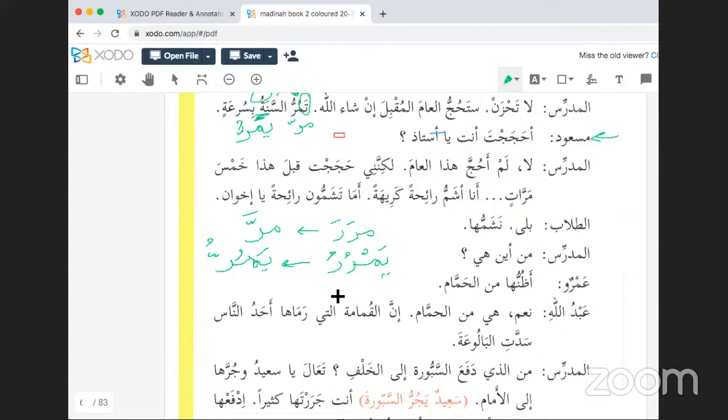أنا أشم رائحة كريهة أما تشمون رائحة يا إخوان.